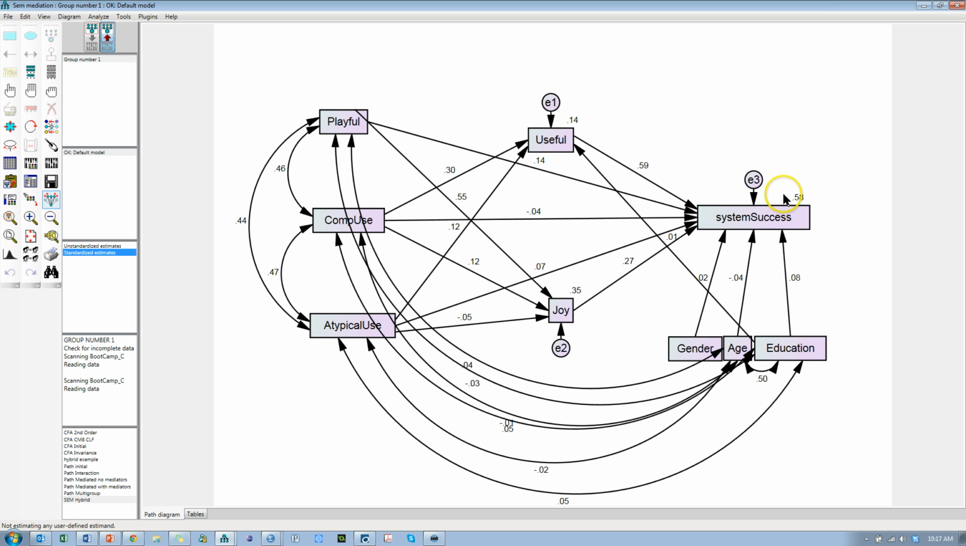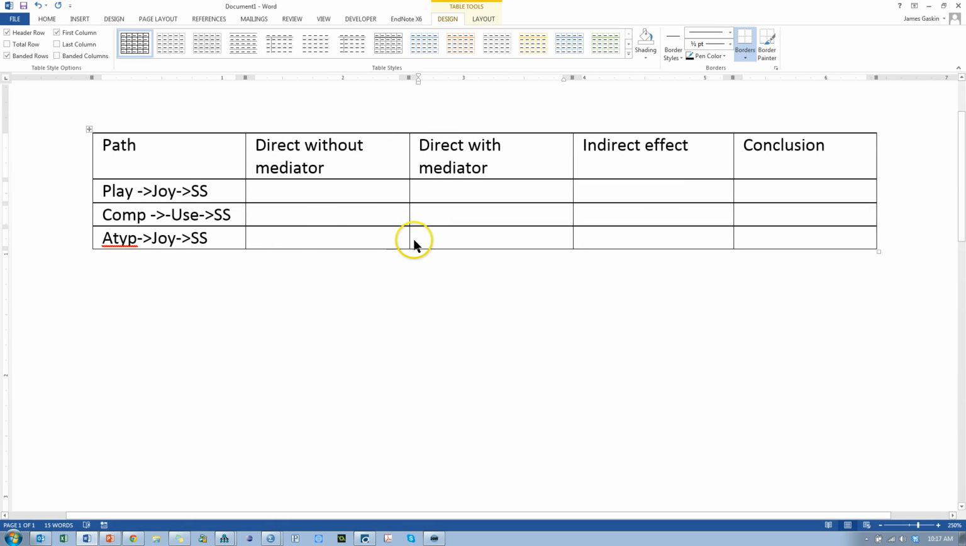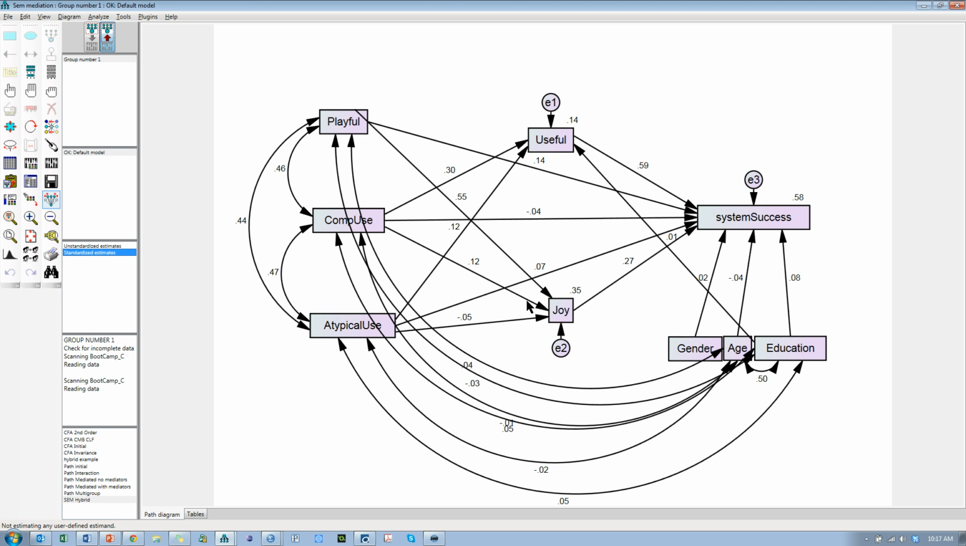For mediation, if we don't have a direct significant effect? If you don't have a direct significant effect, like this 0.14 here, you make note of it. So let's make note of this. No, I meant if we don't have a direct significant effect between, for example, playful and system success, can we still test for mediation?